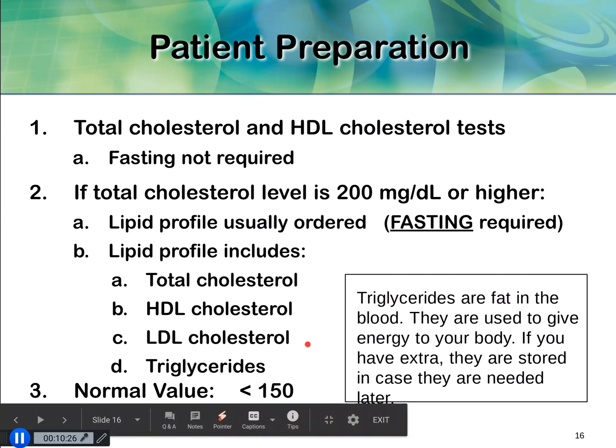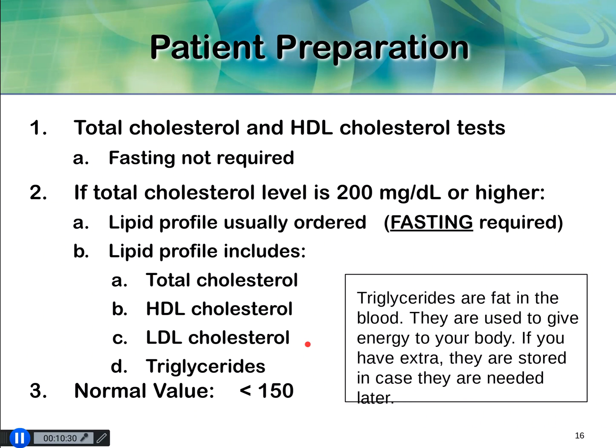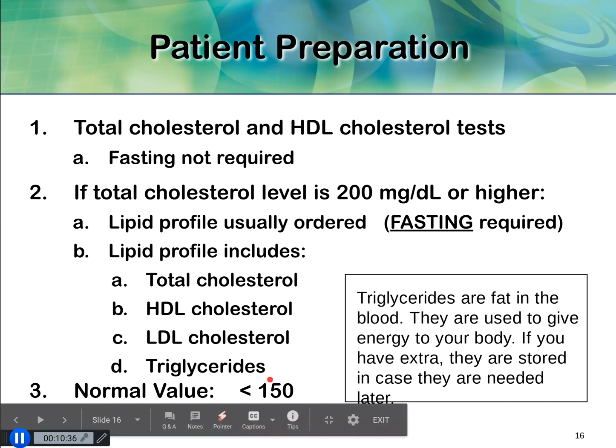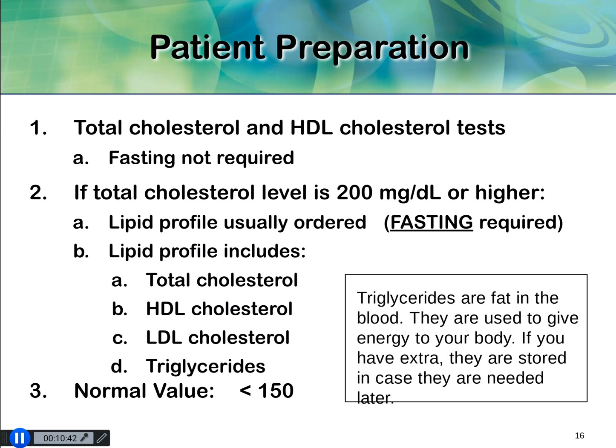Triglycerides are the fat in the blood, and your body uses those for extra energy, but if you have too many, they get stored in case they're needed later. Really high levels of triglycerides are not good at all for our bodies, particularly the pancreas. It tends to cause pancreatitis and bad things.